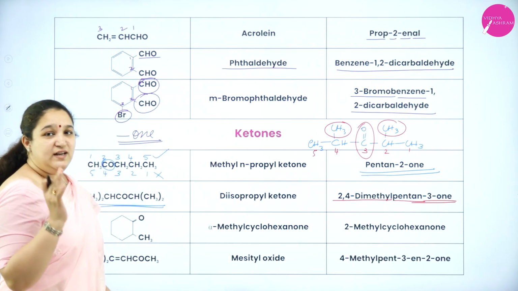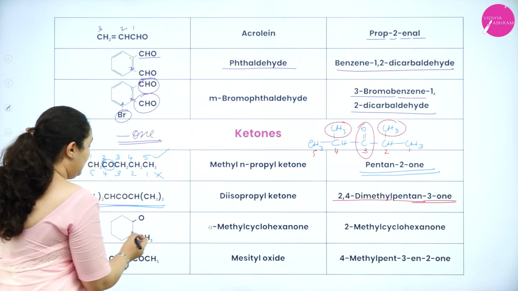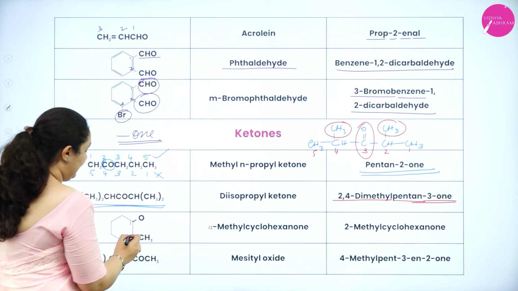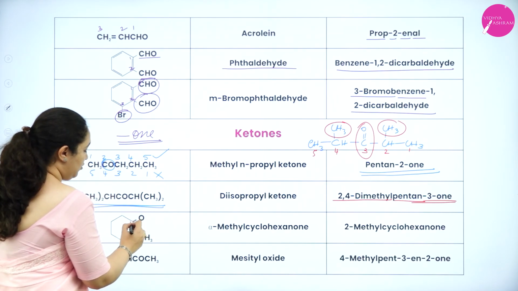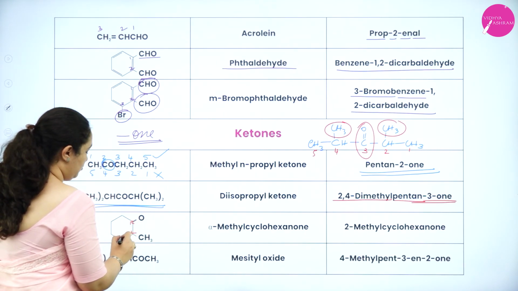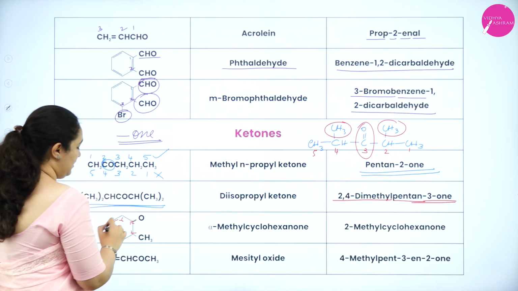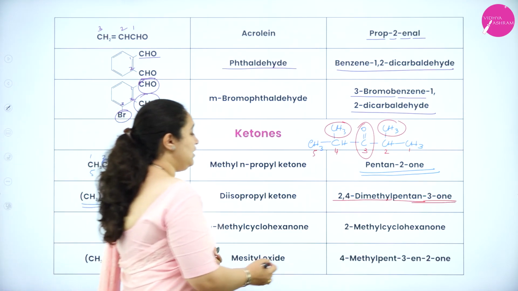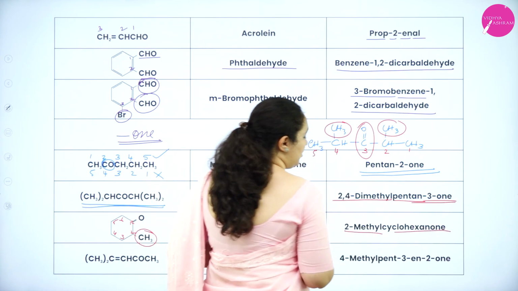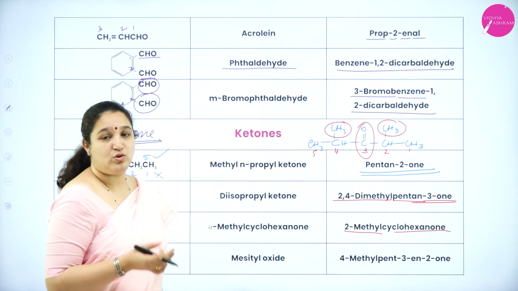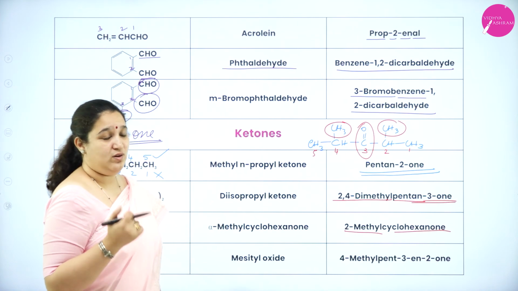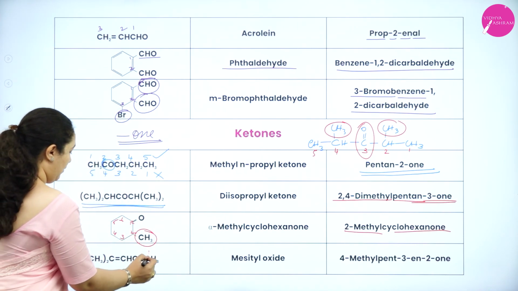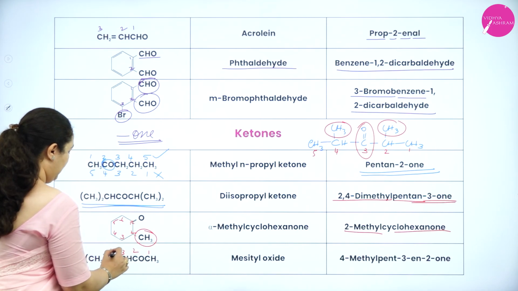Okay. Next one we will see. Here, first one, or I can tell, this is the carbonyl group, C with double bond O. This is 2, 3, 4, 5, 6. So, second carbon atom has got the methyl group. So, it is 2-methyl cyclohexanone. 2-methyl cyclohexanone. Okay.